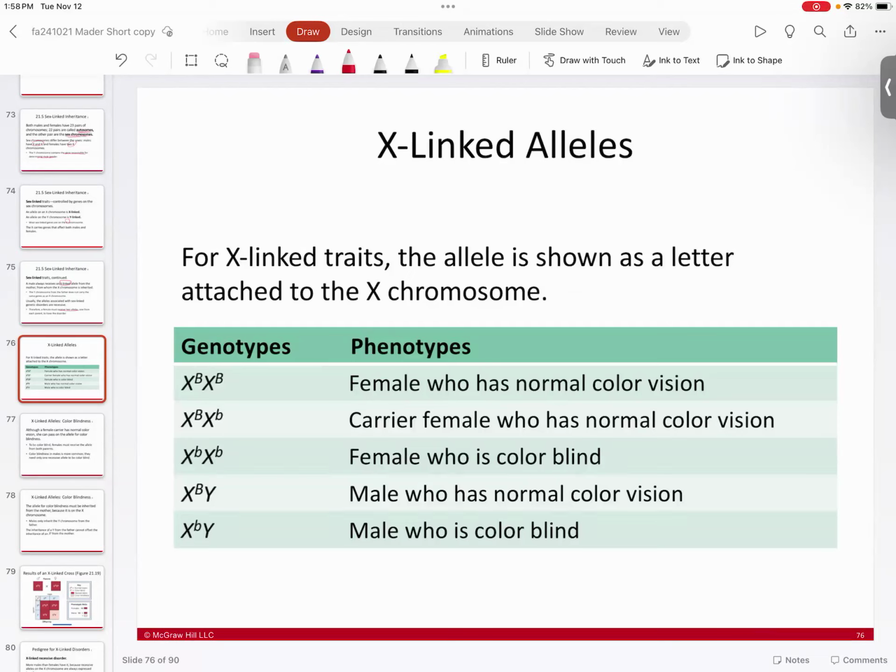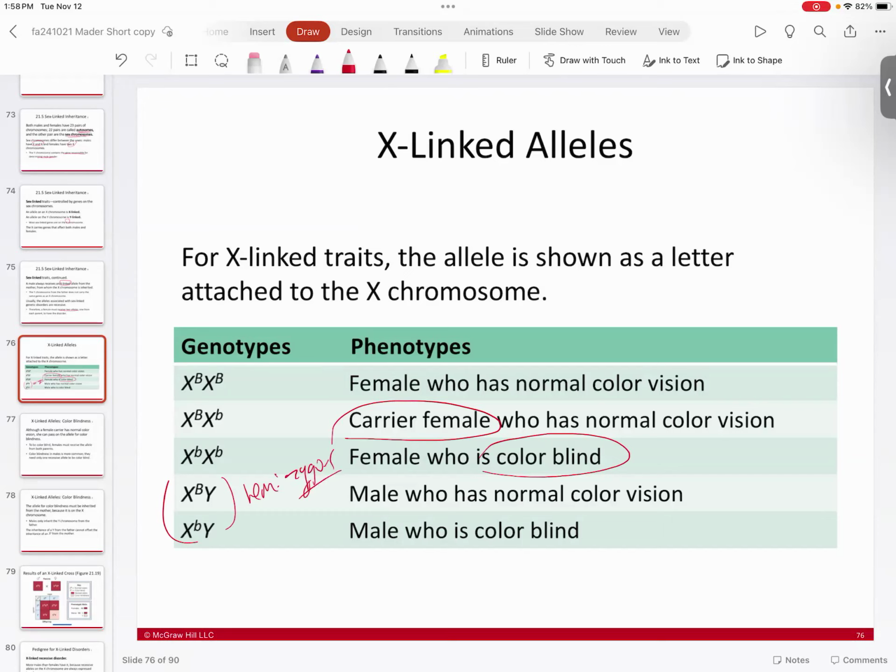So for instance, if you take a look at color blindness, this is an X-linked trait. Here we have big B, which is normal color vision, whereas little b is going to be colorblind. Normally speaking, the homozygous dominant female has normal color vision. The heterozygous female is a carrier female who has normal vision. The homozygous recessive is a female who's colorblind. That's actually fairly rare. And then the males are not referred to as homozygous, but as hemizygous because they're half.